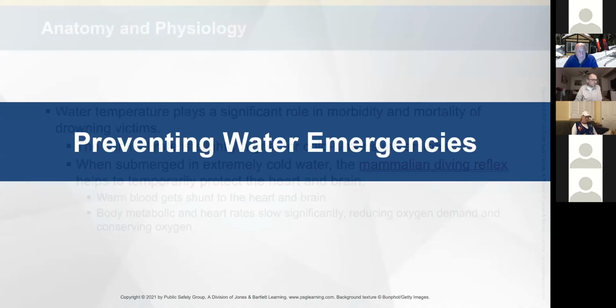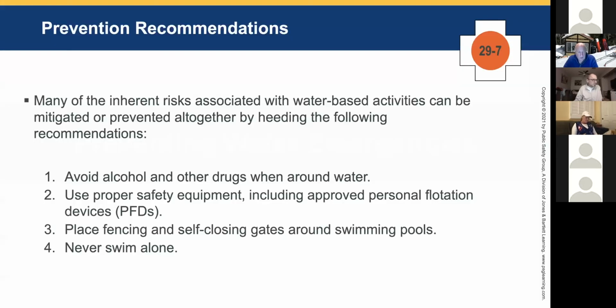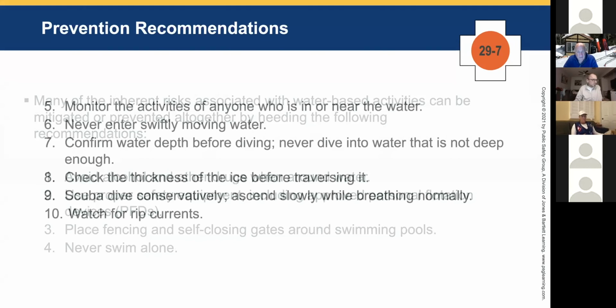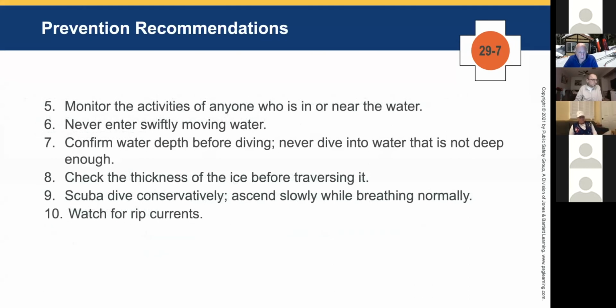We're talking about prevention. Avoid alcohol, use proper safety equipment, put fencing around the pools, and don't swim alone. We should monitor the activities of anyone who's near the water. Never enter swiftly moving water. Confirm the water depth before diving. Check the thickness of ice before traversing it. Scuba dive conservatively, ascend slowly while breathing normally. We'll talk about that. Watch for rip currents.